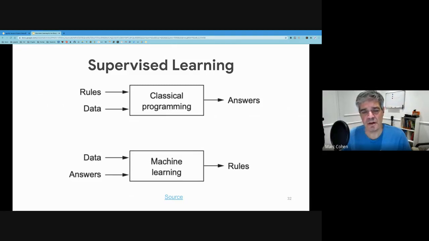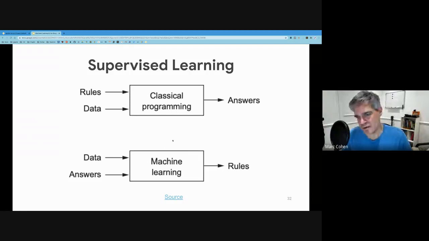You give the software the data, and you give it the answers. So you say, this is a picture of a dog. This is a picture of a cat. And you give it enough of these pictures, and it figures out what it means to look at a picture and decide what kind of animal it is. It's kind of amazing if you think about it.